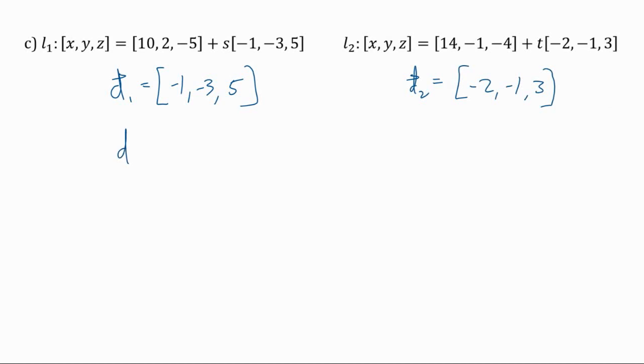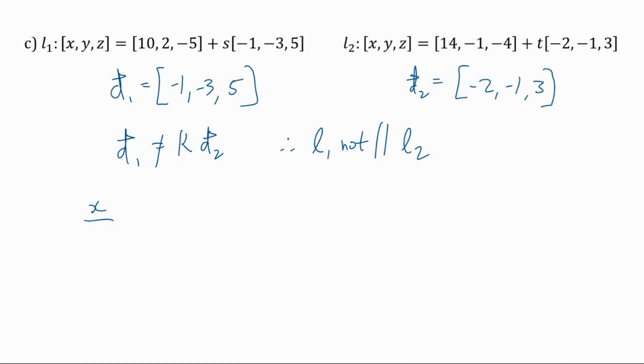And what we're noticing here is D1 is not equal to any constant times D2. They're not scalar multiples of each other. Therefore, line 1 is not parallel to line 2. Okay, so what do we do here? We consider the parametric equations and we set x's to x's, y's to y's, z's to z's.